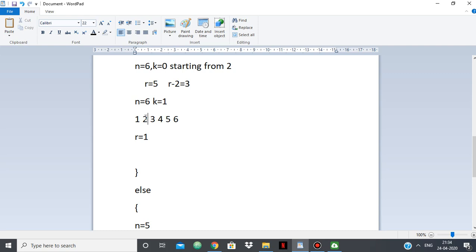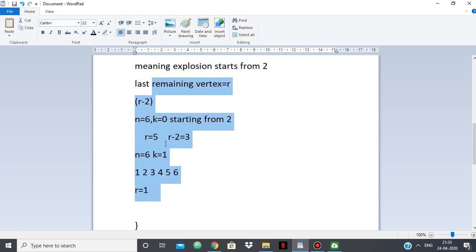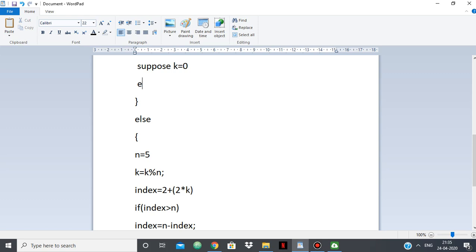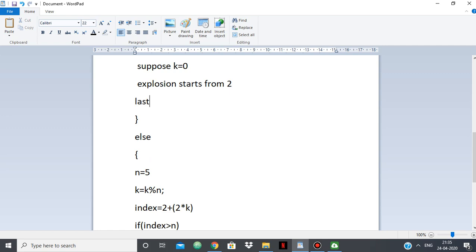So I started from 2 and I got 5, which had a difference of 3. So I started from 4 and I got 1, which had a difference of 1 plus 2 plus 3. So my point is that if explosion starts from 2 and the last remaining vertex is equal to R, then the difference, which is R minus 2, will be common. So starting index plus diff will give me the last remaining vertex for any case.